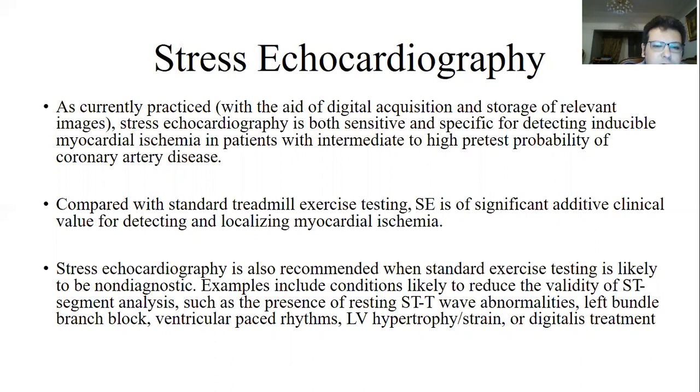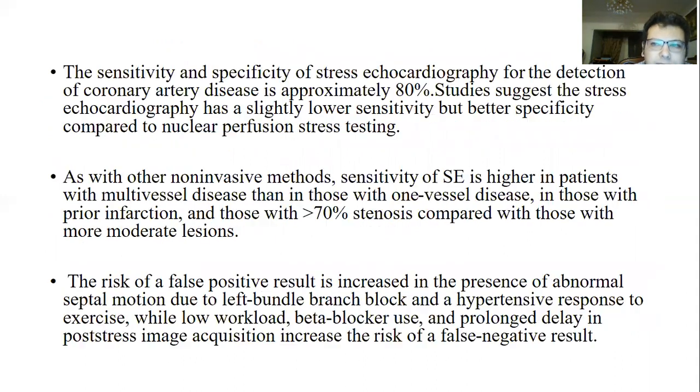Stress echocardiography is also recommended when standard exercise testing is likely to be non-diagnostic. Examples include conditions likely to reduce validity of ST segment analysis, such as the presence of resting ST-T wave changes, left bundle branch block, ventricular paced rhythm, left ventricular hypertrophy or strain, or digitalis treatment.